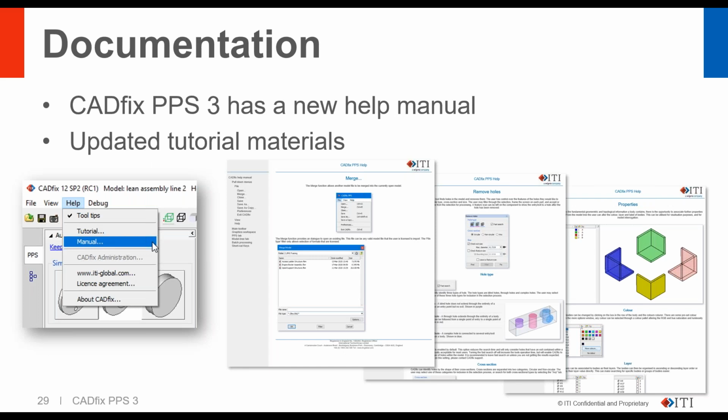And finally, last but not least, CADfix PPS 3 has a new HTML help manual accessible through the user interface. The manual is a comprehensive source of information regarding the full scope of CADfix PPS's functionality, from high-level detail on tool usage to more intricate details such as shortcut keys. It's intended to provide instant support to the user and advance their understanding of best practices when using CADfix PPS 3. Together with updated tutorial materials, CADfix PPS 3 comes with all the documentation needed to quickly become an expert in MCAD model simplification and data reduction.